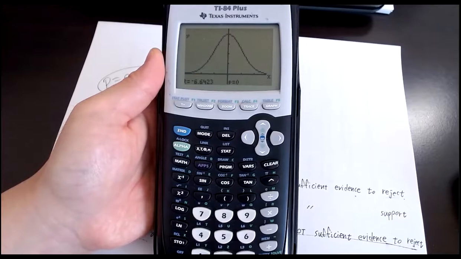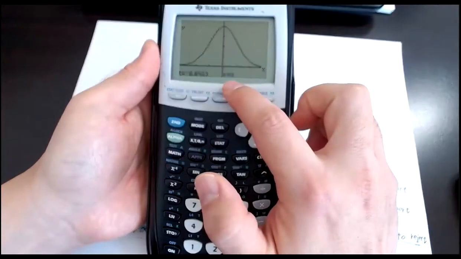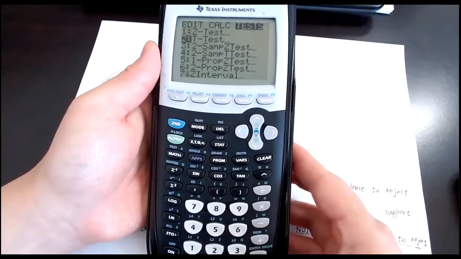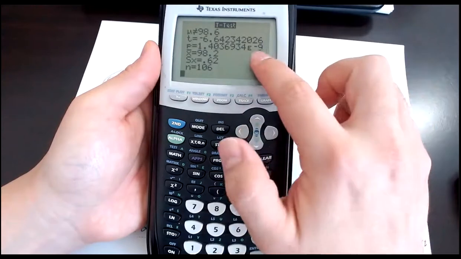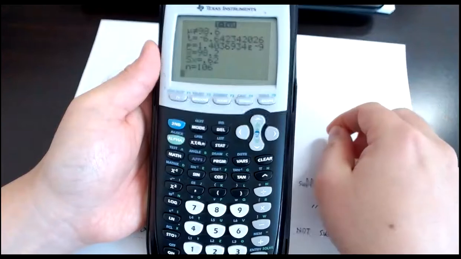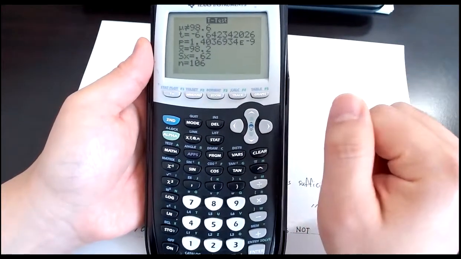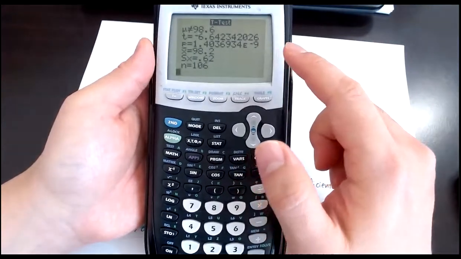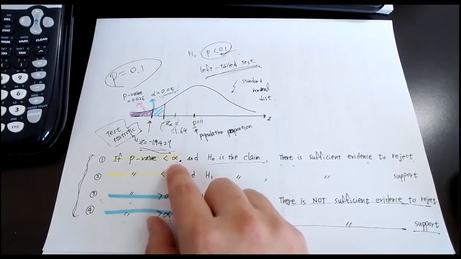As you can see, the p-value is almost zero. Let me calculate instead of draw. You see p is E-99, which means 10 to the 99th power, a really small number. And alpha is 0.01. So the p-value is definitely less than alpha.